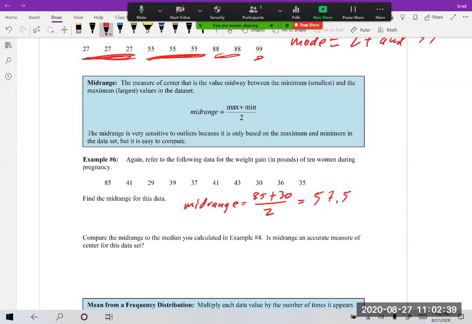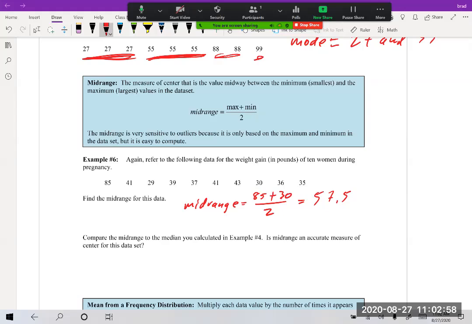If you think about it, the mid-range is supposed to tell you what's midway between the smallest and largest values. But if you look at the data values, there's only one value bigger than 57.5, and that's 85. All the other 9 values are smaller than that. So compare the mid-range to the median.